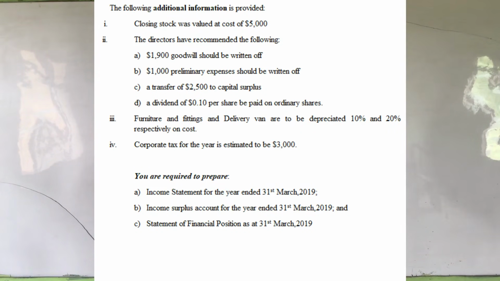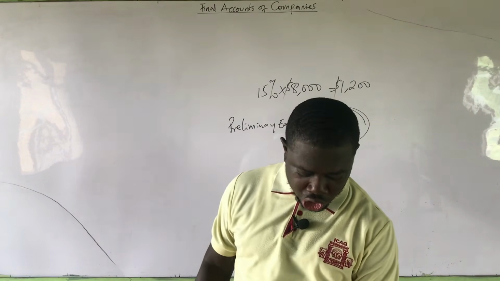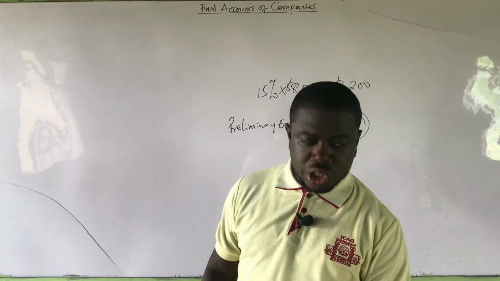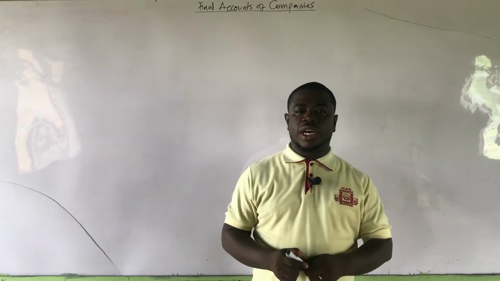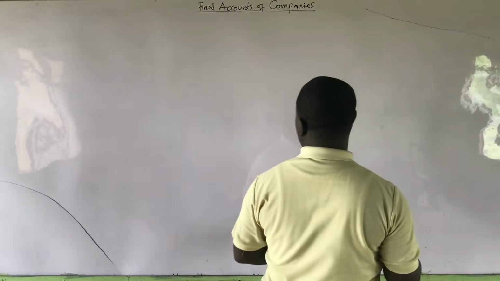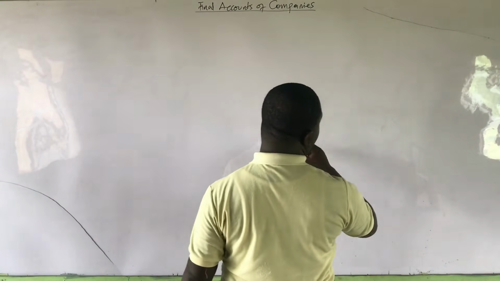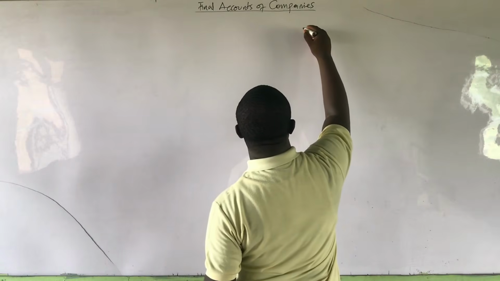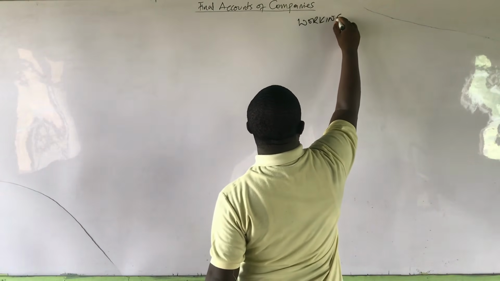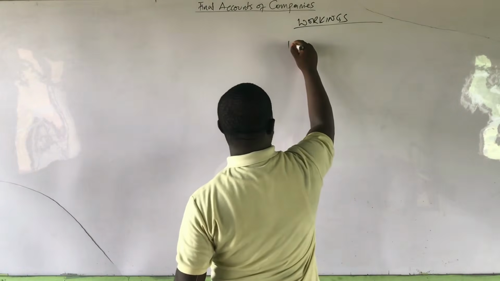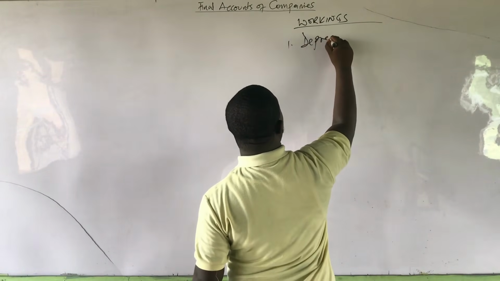Then there is depreciation, and then there is the corporate tax. So let us work our depreciation out and then continue with the rest of the work. Okay. Let us work out our depreciation first. Then the other workings we can do them as part of the solution. So workings. Working one will be on depreciation of non-current assets.